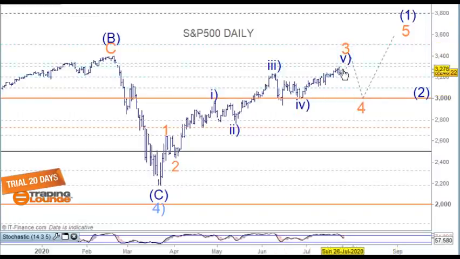We're tracking this particular count here, where we have wave 1 here and 2 here, and then all the way up for wave 3 here, and then we're looking for wave 4 here. With this little move just in here, if we put this wave 4 here, we can count 1 and 2 here, then 3 and 4 here, and 5 here, and have a top in play. So we need to understand how to go short here.